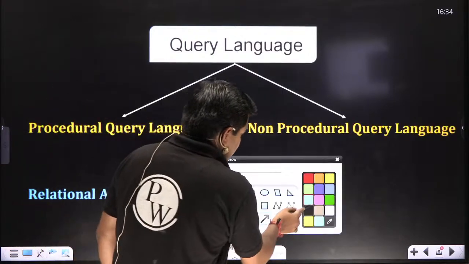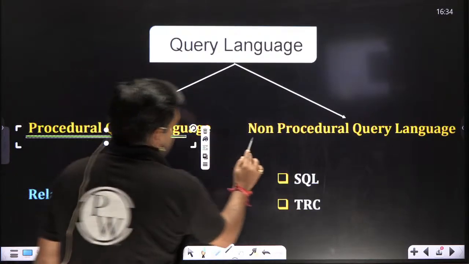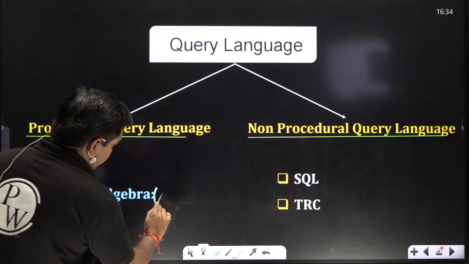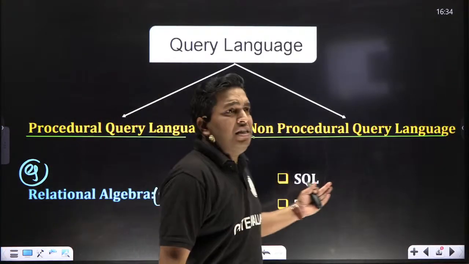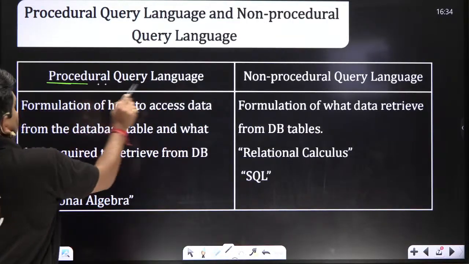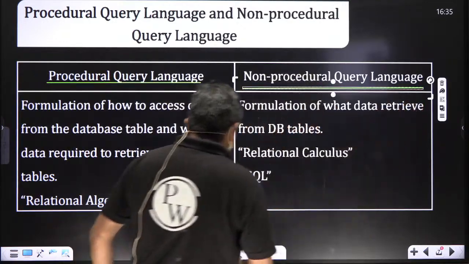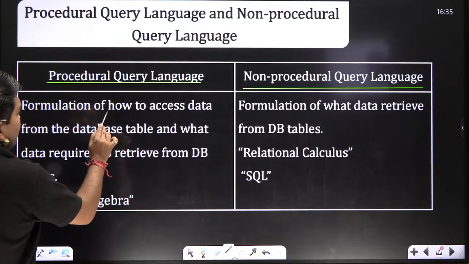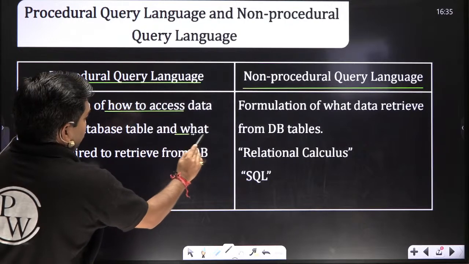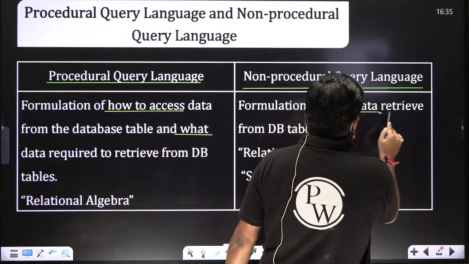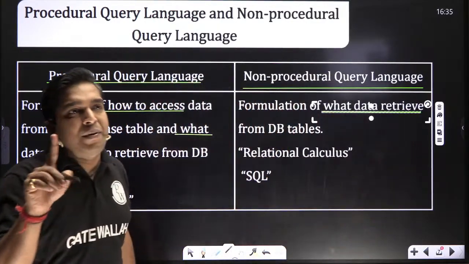Listen carefully. There are two types of query language, procedural and non-procedural. What is the example of the procedural? Relational algebra. And non-procedural is SQL and TRC, my dear. Now we are going to start one by one. Please put your pen down, everyone. What happens in procedural query language? I told already. Formulation of how to access and what to retrieve. What data is required and how to access. In non-procedural, only what data to retrieve. How to access, it depends on you, my dear.